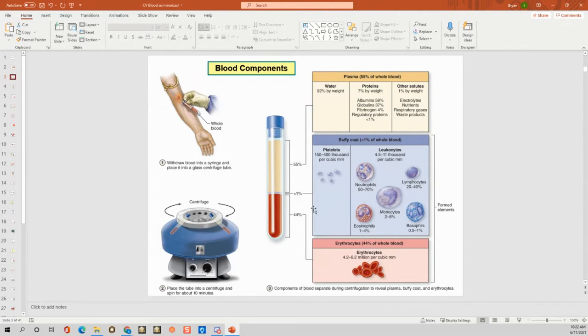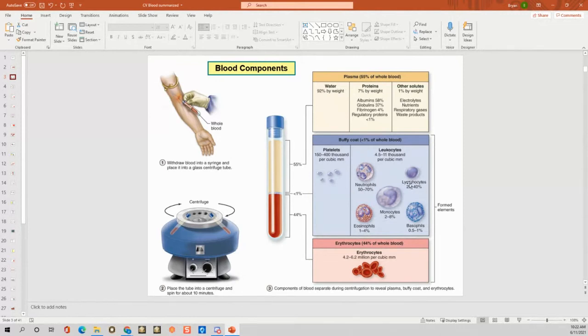It's called the buffy coat. The buffy coat has the rest of those formed elements that I talked about in the first slide. The thrombocytes, otherwise known as platelets, help with blood clotting. And the leukocytes, also known as white blood cells, are your immune system, and we'll talk about each one of these: neutrophils, lymphocytes, monocytes, eosinophils, and basophils.